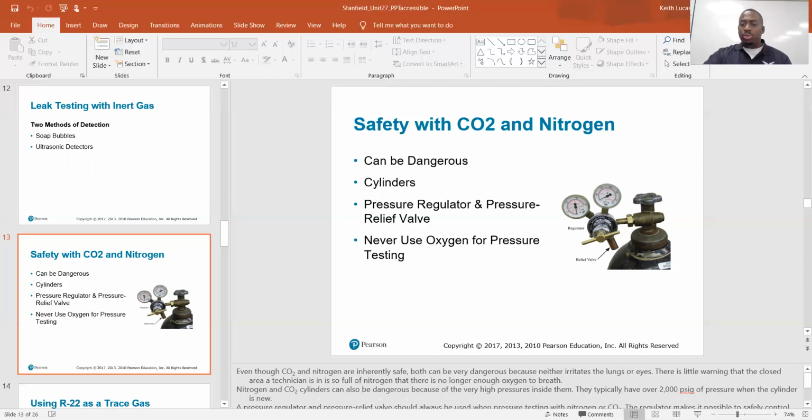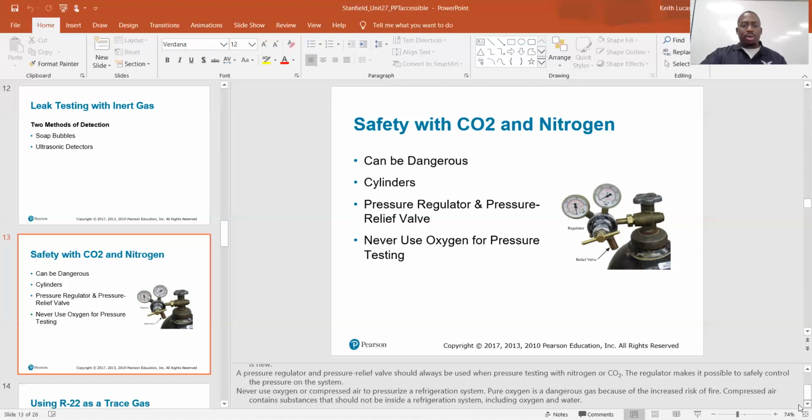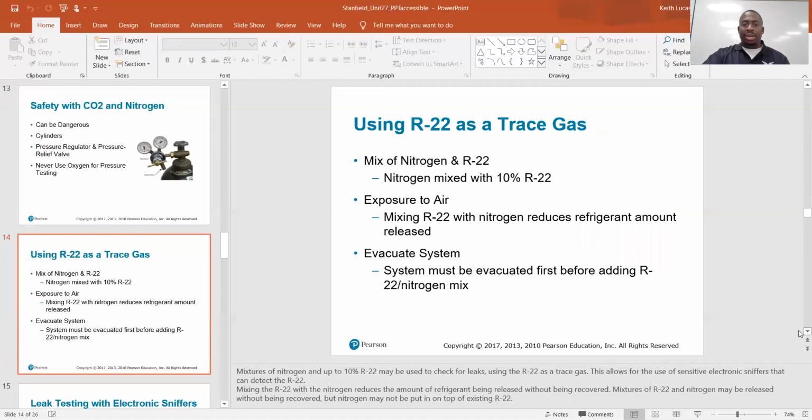Nitrogen and CO2 cylinders can also be dangerous because of the very high pressure inside them. They typically have over 2,000 psig of pressure when the cylinder is new. A pressure regulator and pressure relief valve should always be used when pressure testing with nitrogen or CO2. The regulator makes it possible to safely control the pressure on the system. Never use oxygen or compressed air to pressurize a refrigeration system. Pure oxygen is a dangerous gas because of the increased risk of fire. Compressed air contains substances that should not be inside a refrigeration system, including oxygen and water. That'll make it pretty hard to pull a vacuum on that system later.